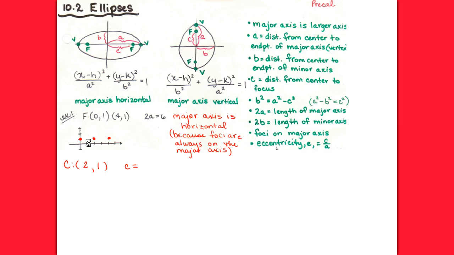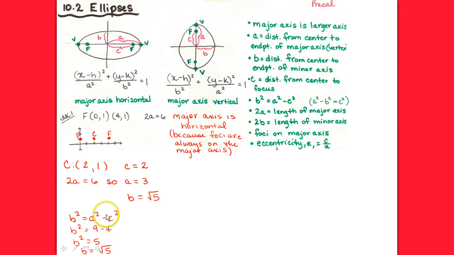Now, we know that c is the distance from the center to the focus. So what is c going to be? 2, right. I could look at it here, or I could look at it here, either one, and I know my c value is 2. And since we've already established that the length of the major axis is 6, if 2a is equal to 6, what's a? 3. So if I know a and c, then I could use my equation up here to find b, right? So b squared is equal to a squared minus c squared. a was 3, a squared is 9. c was 2, so c squared is 4. So that means that b squared is going to be 5, or b is going to be the square root of 5.